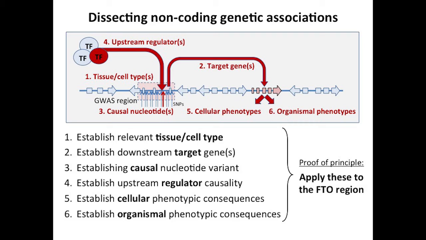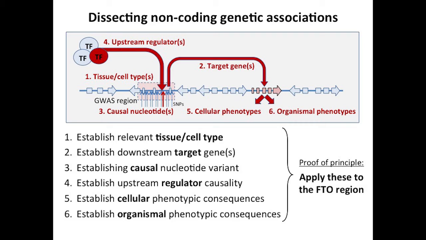Number two, predict the target genes, and that's looking at physical proximity, genetic evidence, as well as correlation between the activity of this region and the activity of the target gene. Predict the causal nucleotide, and that's coming from the epigenomic fine mapping, as well as the evolutionary conservation, as well as the regulatory motifs that are disrupted.